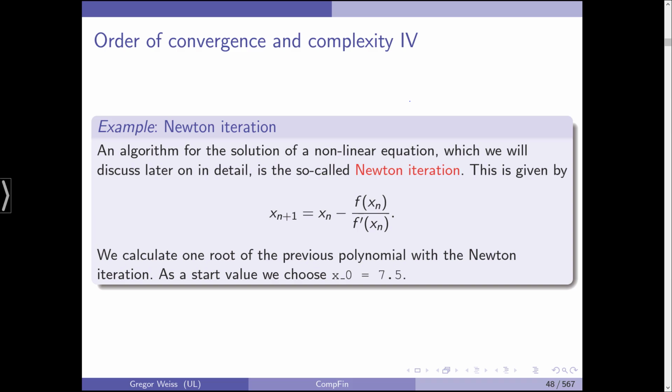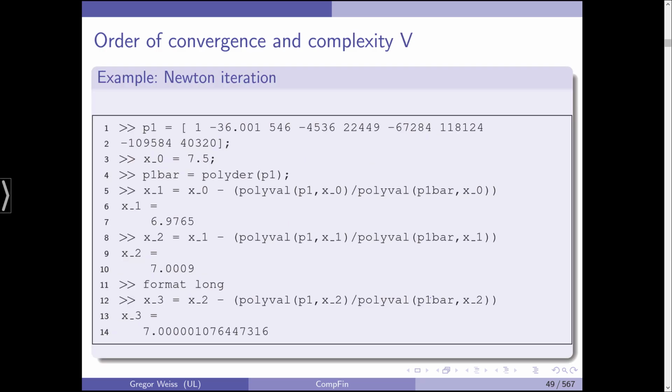One example, Newton iteration. We are looking for the solution of a nonlinear equation, and we'll discuss this later on in detail. And this is, for example, given by the Newton iteration. So it's given by xn plus 1 equals xn, the previous solution, minus f of xn divided by the first derivative at xn. And we can calculate a root of one of the polynomials we've used before, and as a starting point we choose x0 equals 7.5.